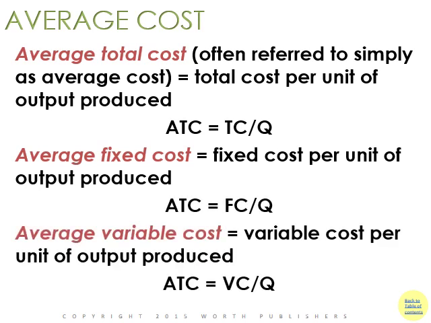It's also useful to break our cost structure into average cost. Average total cost is equal to total cost divided by how much output you're producing. Average fixed cost is equal to your fixed cost divided by how much output you're producing. And average variable cost is your variable cost divided by how much output you're producing.